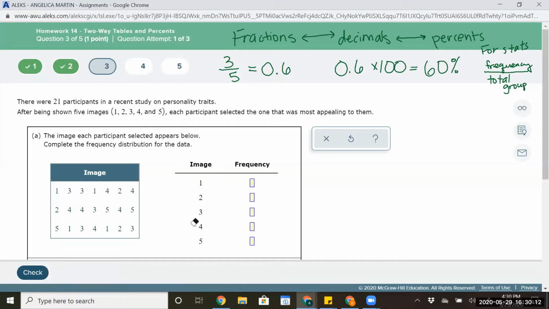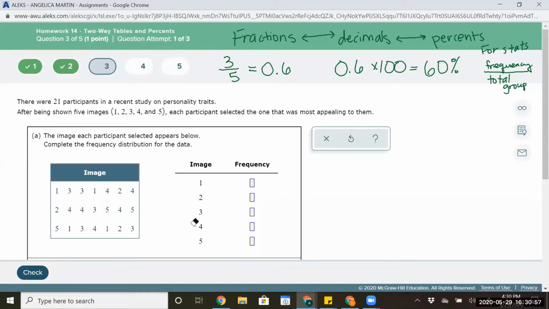With this table, they actually have quantitative data where they're talking to 21 participants in a study on personality traits. They were shown 5 images, and each participant selected the one that was the most appealing to them. So it's possible that they were just trying to determine, for example, what people find attractive. Or maybe they were trying to determine, for example, what people, a picture of a person they thought looked trustworthy. These types of studies have been done many times. As a matter of fact, there are documentaries on Netflix that talk about all these studies, so you can check those out. But for now, let's go ahead and try and solve question 3 together.